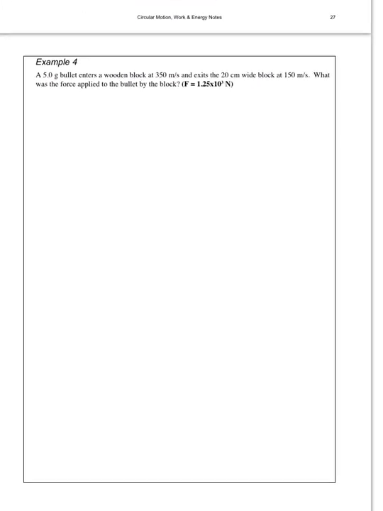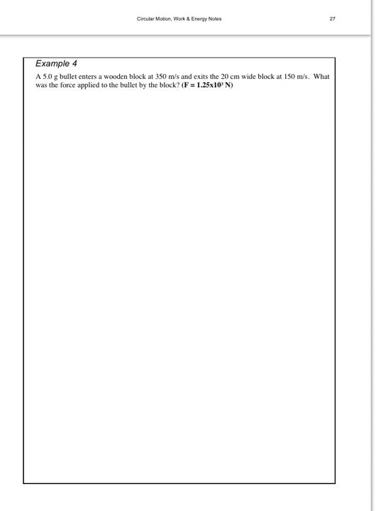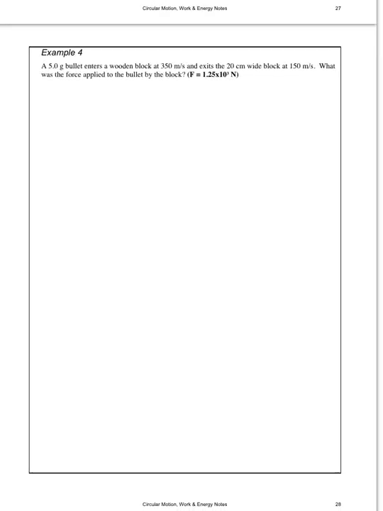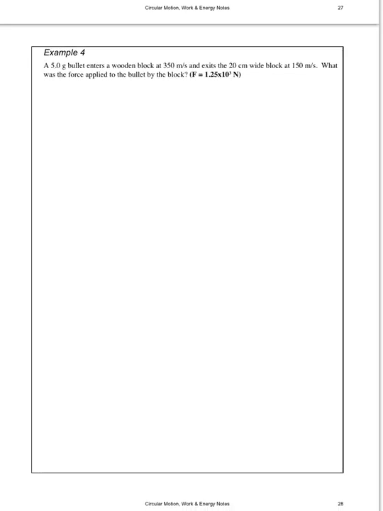All right. A 5-gram bullet enters a wooden block at 350 meters per second and exits the 20 centimeter wide block at 150 meters per second. What was the force applied to the bullet by the block? Initially, at the very start of this problem, the energy that it had was just kinetic energy.